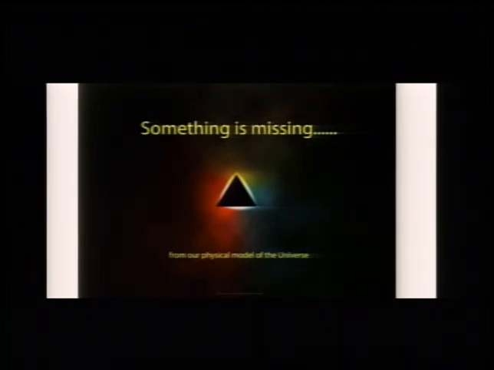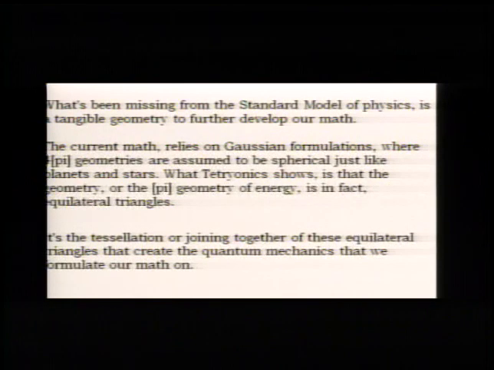So I'm briefly going to talk about the standard model and explain another conundrum. The standard model is building particles and understanding how the subatomic worlds work, but what's been missing from that model is this tangible geometry to develop our math. The current math relies on Gaussian formulations, where this has 4 pi geometries right here. They're assumed to be spherical, like planets and stars, but what we're saying is that the spherical model of the electrons and charges is wrong.